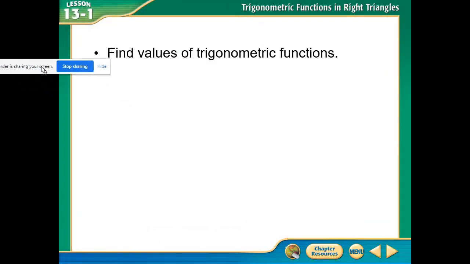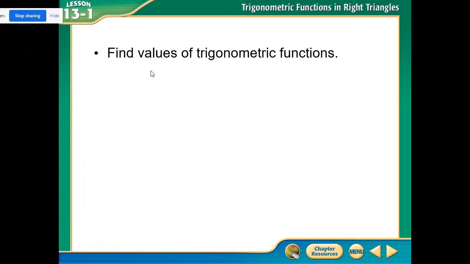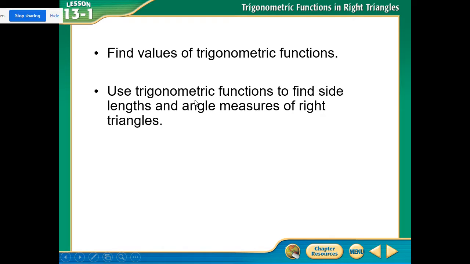All right, today we're going to be talking about right triangle trig. So we're going to find the values of the trigonometric functions, and then we're also going to use them to find the values on right-sided triangles. So use trigonometric functions to find sides and angle measures.